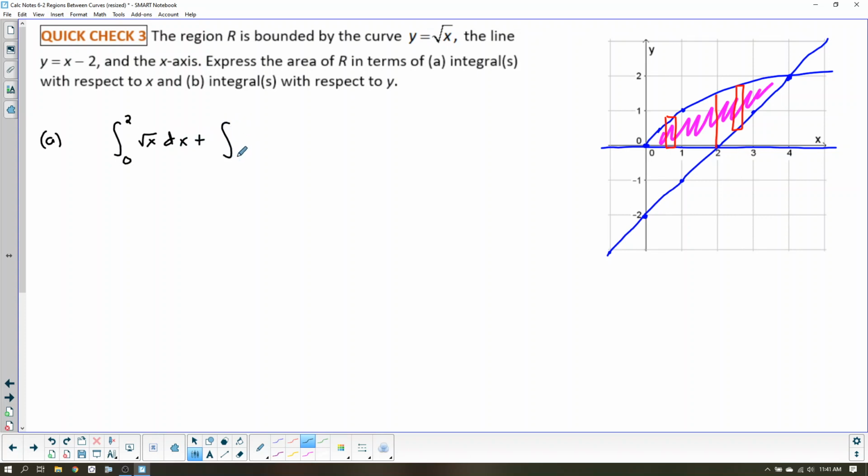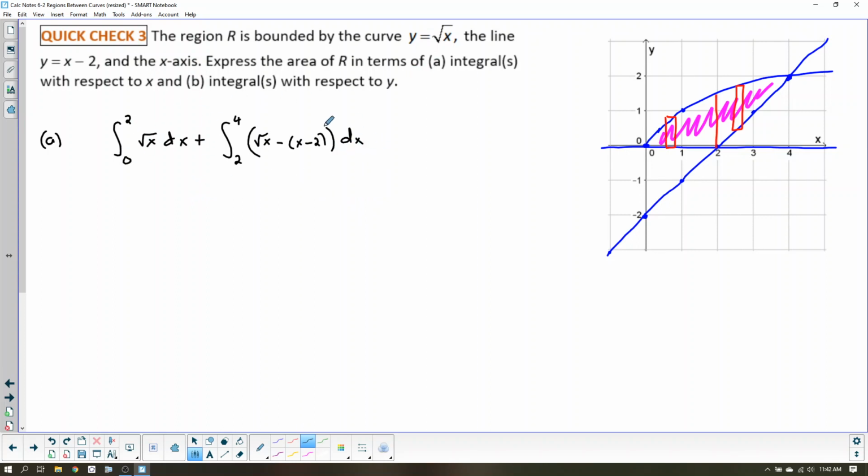And then the second one would be from 2, starting here, and integrating out to 4. The upper function is still square root of x, but the lower function would be x minus 2. Notice how important parentheses are going to be here. That negative would have to be distributed to both. Okay, it didn't ask us to find it, it just said express it.